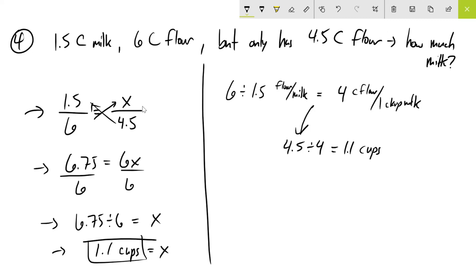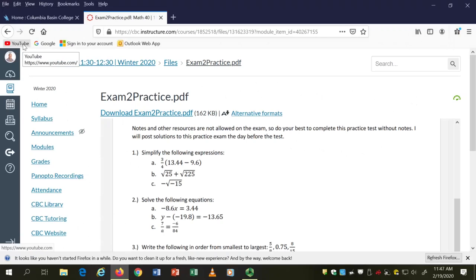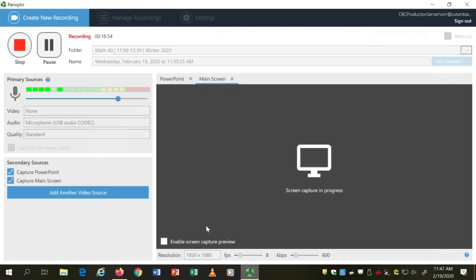Okay, so I'm going to give you some problems here. These are from all through chapter 6. And so there's some percentage stuff here, and there's some proportion stuff here.